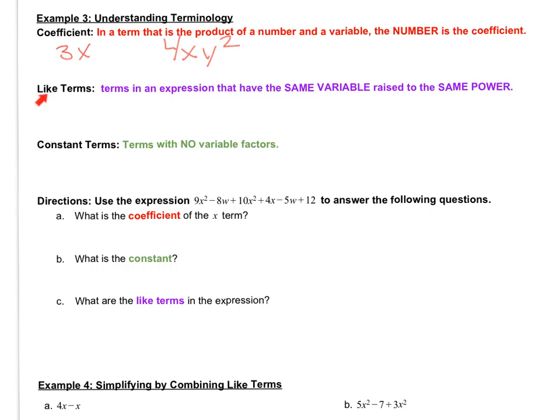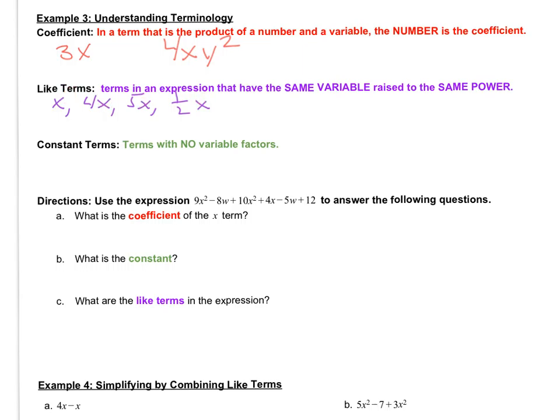Your second definition is like terms. Like terms, the definition for that are terms in an expression that have the same variable raised to the same power. So an example of a group of like terms would be something like x, 4x, 5x, 1/2 x. All of these terms have the same variable. They all have an x, and all those x's are being raised to the first power, which is a 1.